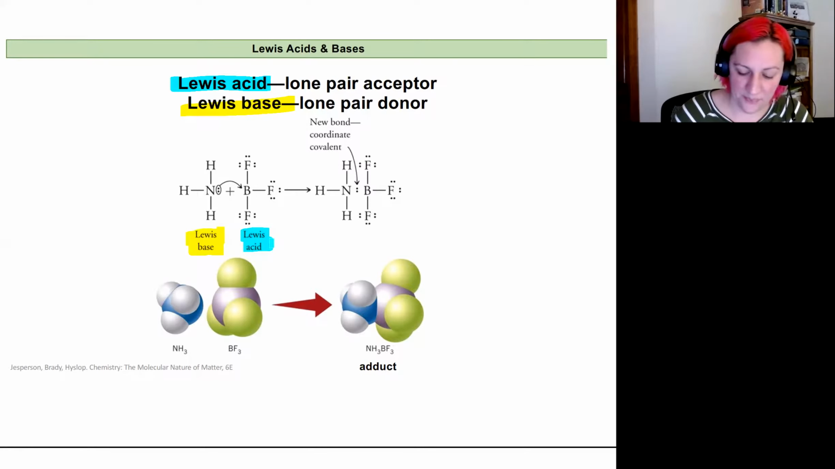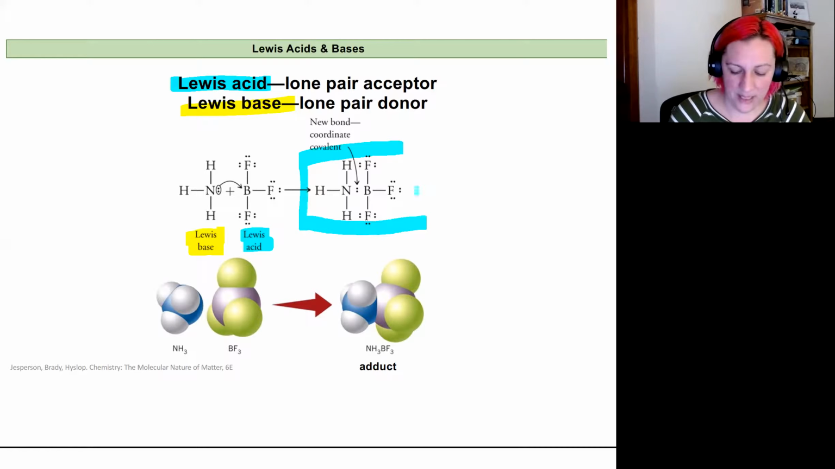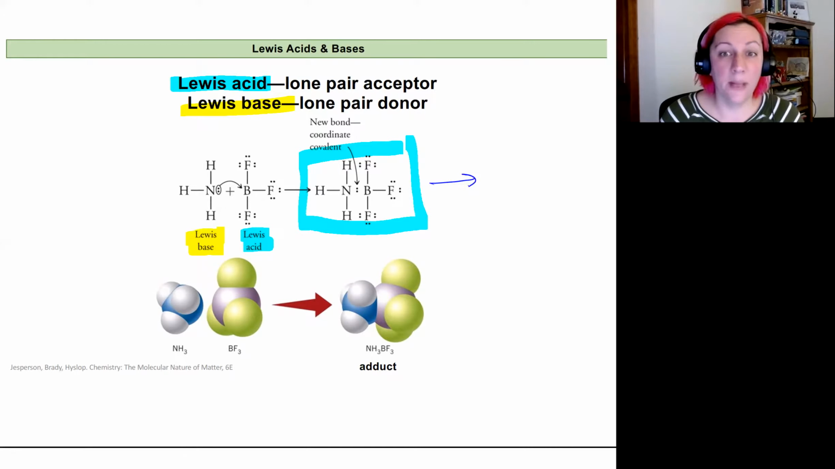And this new complex that comes together in this reaction has a coordinate covalent bond in between them. And we call this a Lewis acid-base adduct. I know, we're going to throw new words at you.